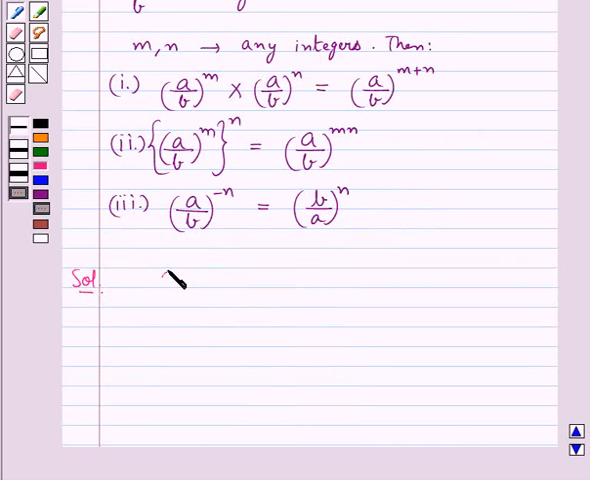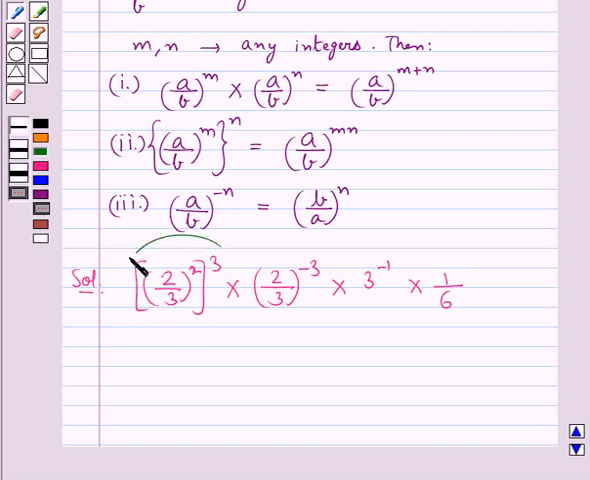The given expression is ((2/3)^2)^3 into (2/3)^-3 into 3^-1 into 1/6. Now consider this term, ((2/3)^2)^3. For this we will use the second law, which is ((A/B)^m)^n is equal to (A/B)^(mn). So this would give us (2/3)^(2 into 3), that is (2/3)^6.